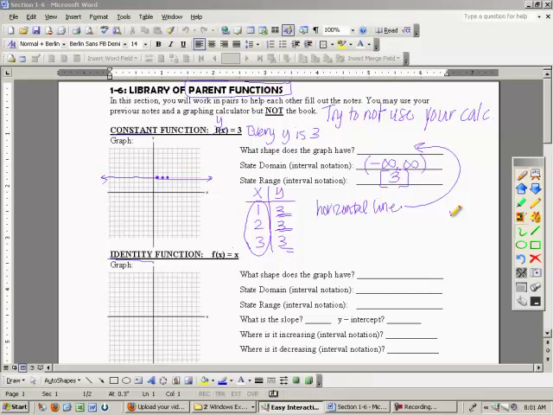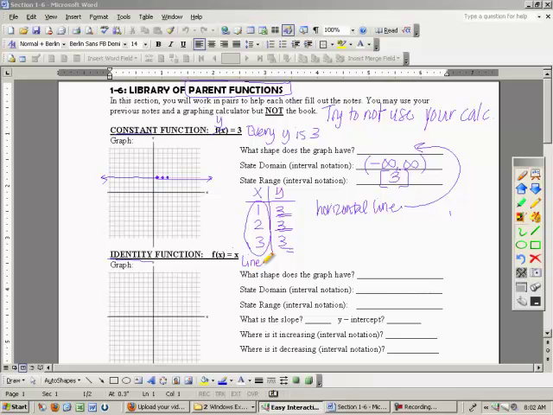Okay, so again, our goal is to try and get away from using the calculators. And we want to really do a lot of discussion in class as to why this works. The second graph is called an identity function. The identity function is basically the most basic form of a line.